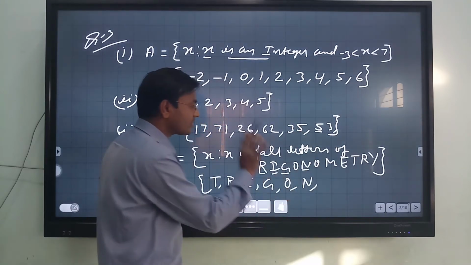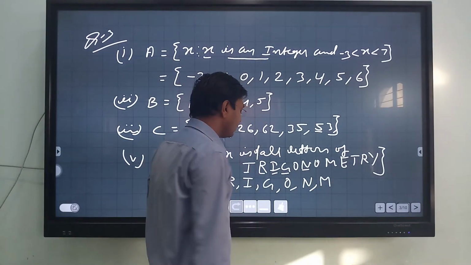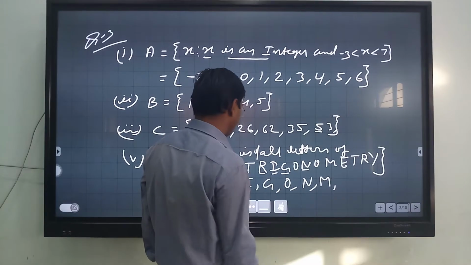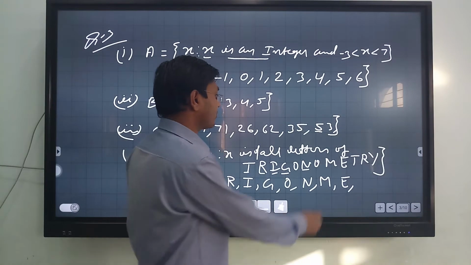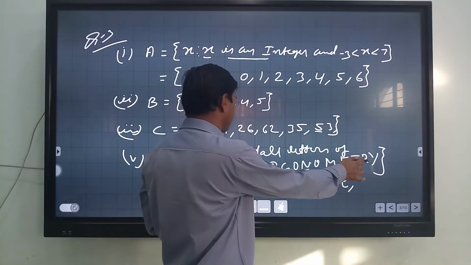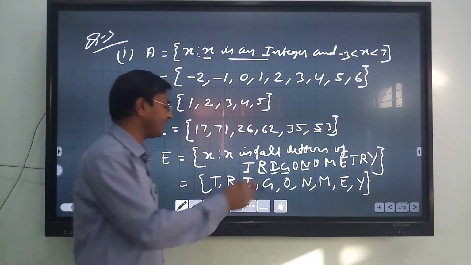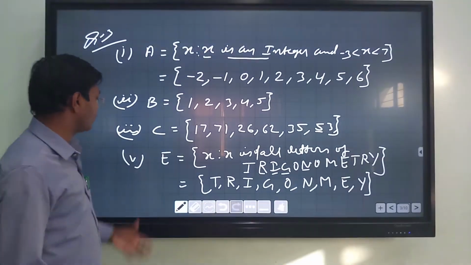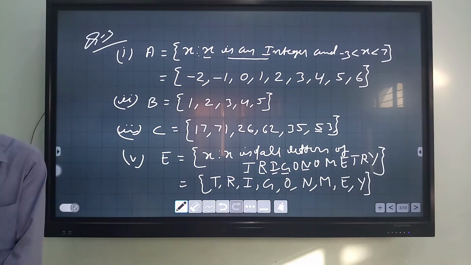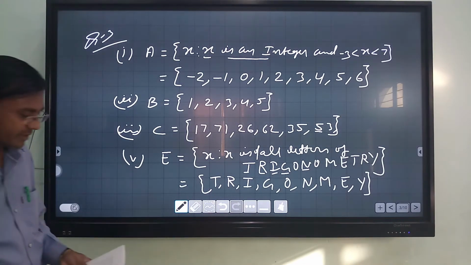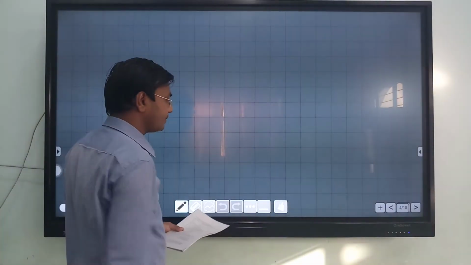This O will not be taken because we have already written it. O is coming 2 times, so we will write it only 1 time. Then next is M, next E. Next T is coming, T is already written, R already written, and then Y is left. So Y. Make sure each and every letter is written 1 time. So this is the representation of the given set in roster form. The next word is given in the 6th part. Now question number 4.